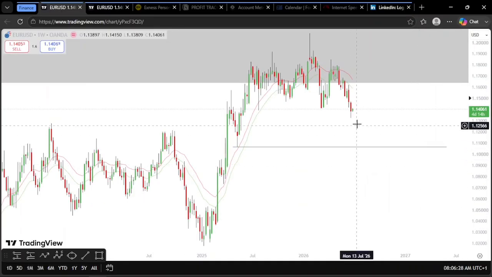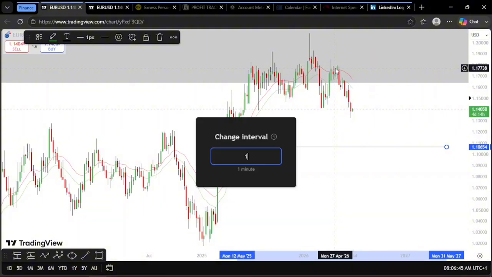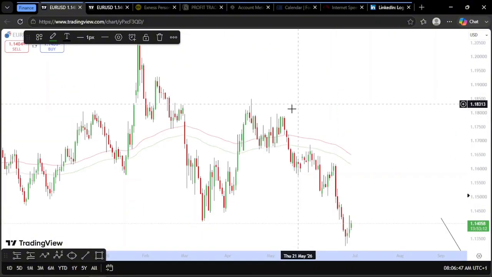As you can see, the weekly time frame is still the same thing as the monthly time frame, because this is a weekly structure low here, and we have this weekly structure high here. So we are still bullish on the weekly time frame. So I'll go to the daily time frame now.